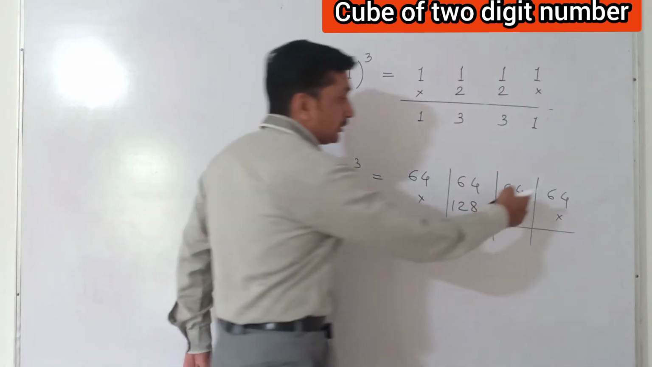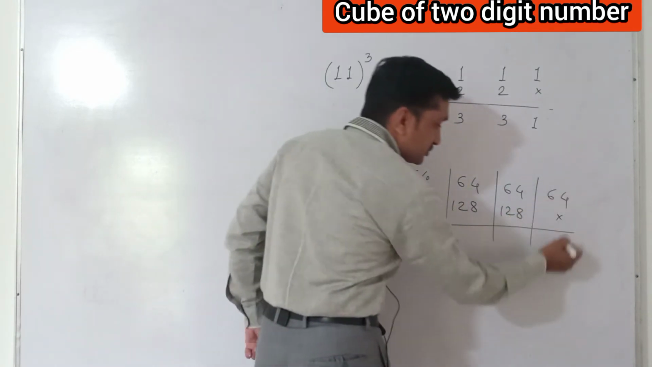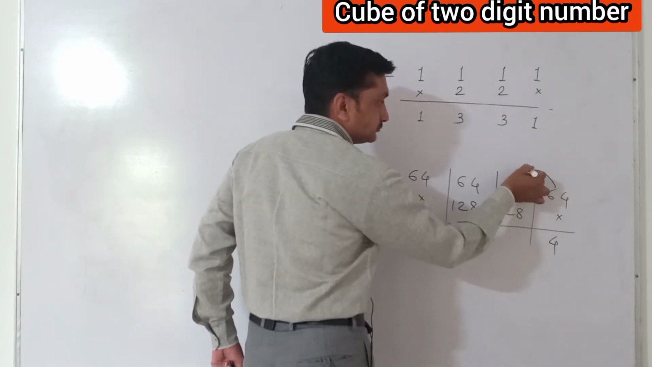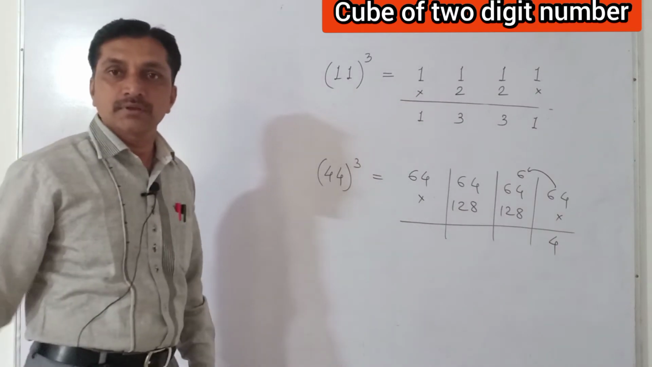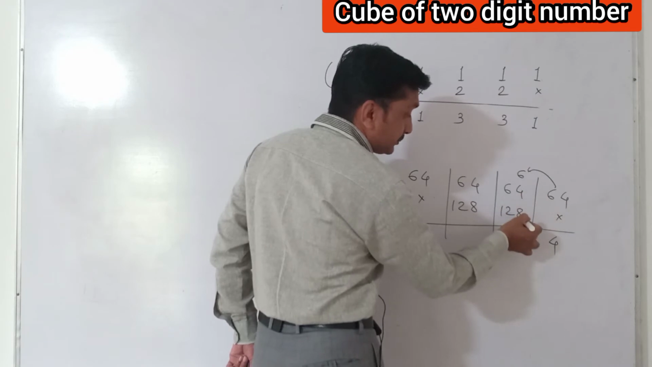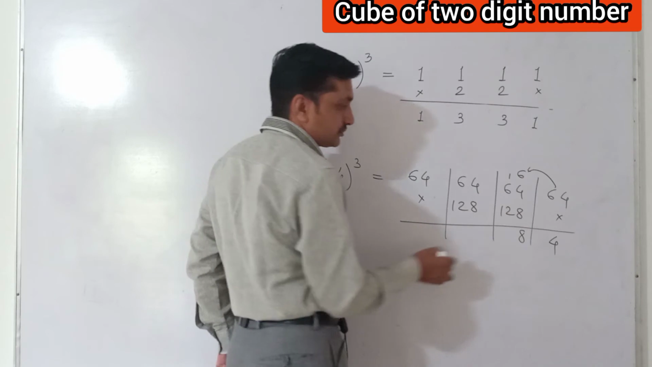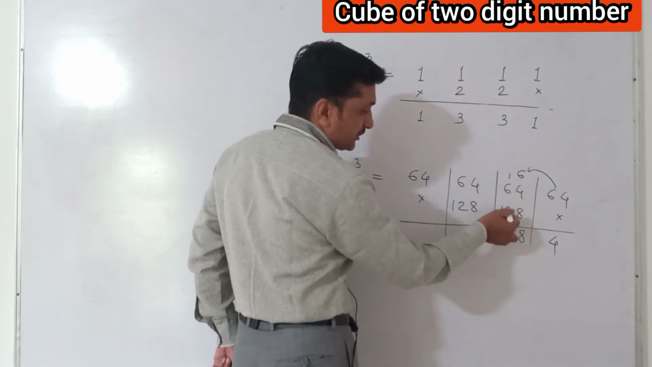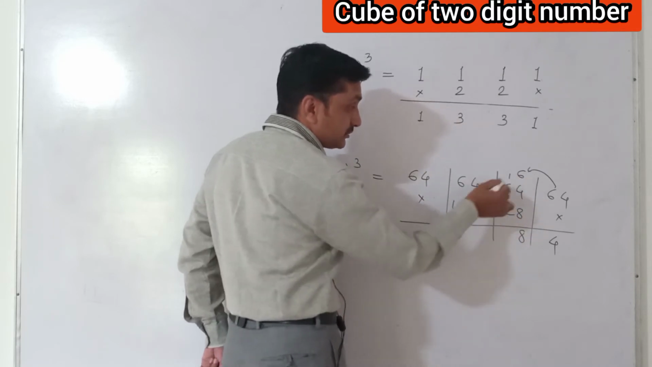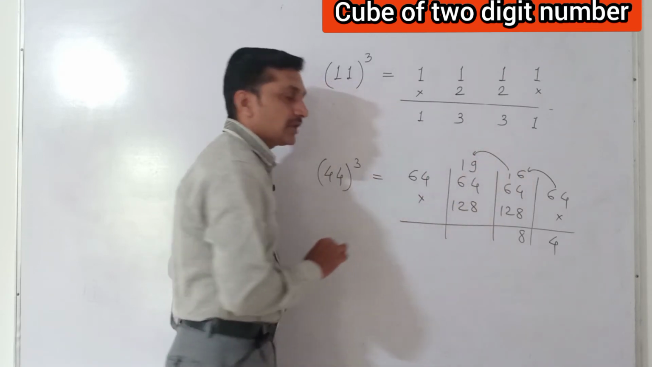Now add, but take only the unit place down. From 64 I take only 4 and 6 carries over. Addition: 6 plus 4, 10, 10 plus 8, 18. 1 carries over to the next. Now addition of this: 12 plus 6, 18, 18 plus 1, 19. Then 19, carry over.